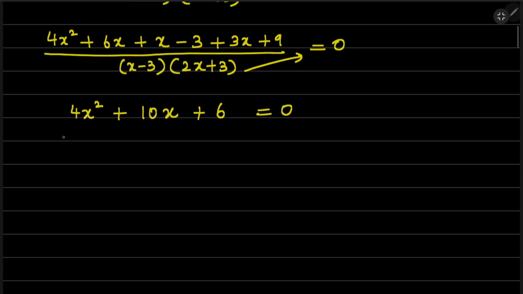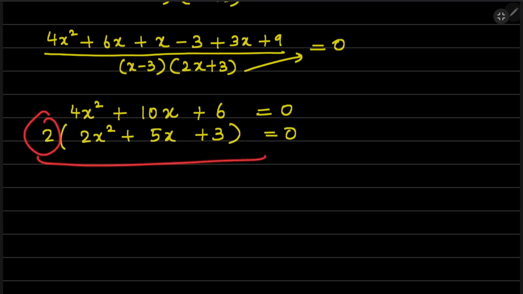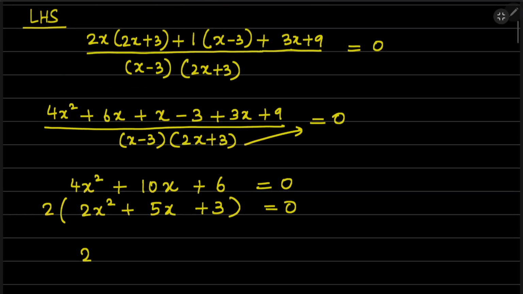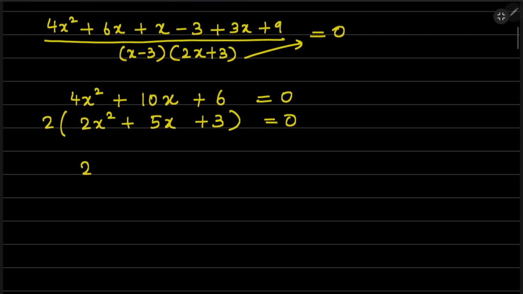You can take 2 common out. So if you take 2 common out, you will have 2x square plus 5x plus 3 equal to 0. Again, here also, this 2 when you take to the RHS, it will become divided by 2, 0 by 2, which is 0. So finally, the given question has been converted into a quadratic equation in its standard form, which is 2x square plus 5x plus 3 equal to 0.